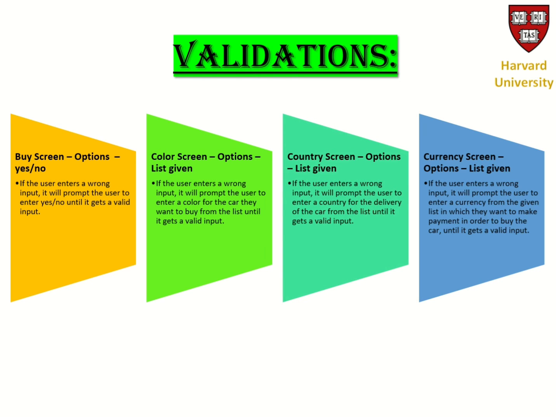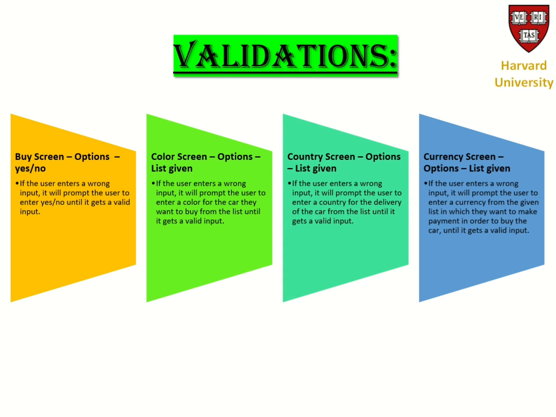So there are four validations too. First, if the user enters a wrong input in yes or no in the buy screen. Then, if the user enters a color that is not available in the list, it will prompt the user for a valid input. Then, if a user enters a wrong input about the country, it will prompt the user to enter a country for delivery of the car and from the list until it gets a valid input of the country.